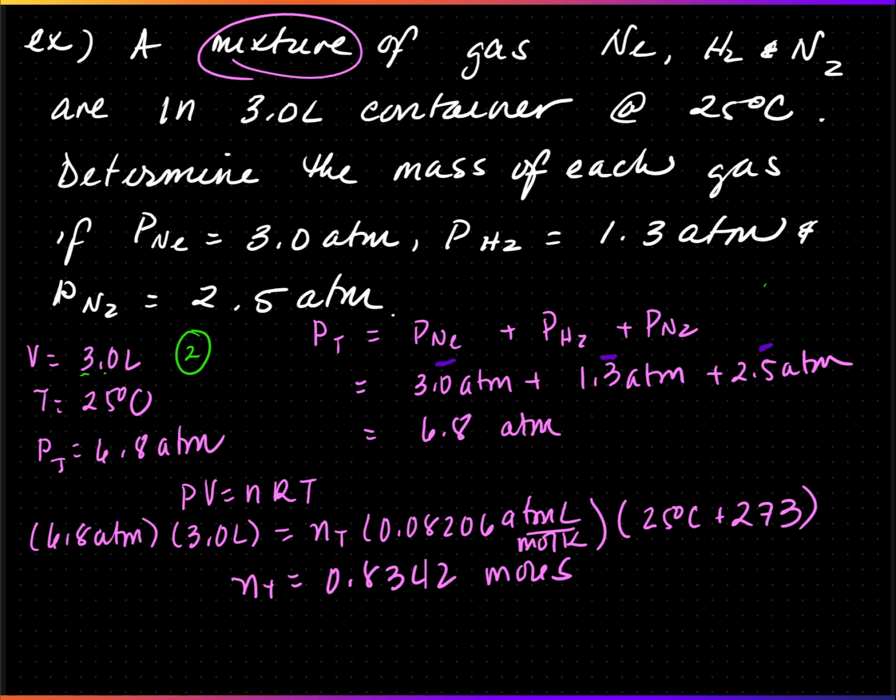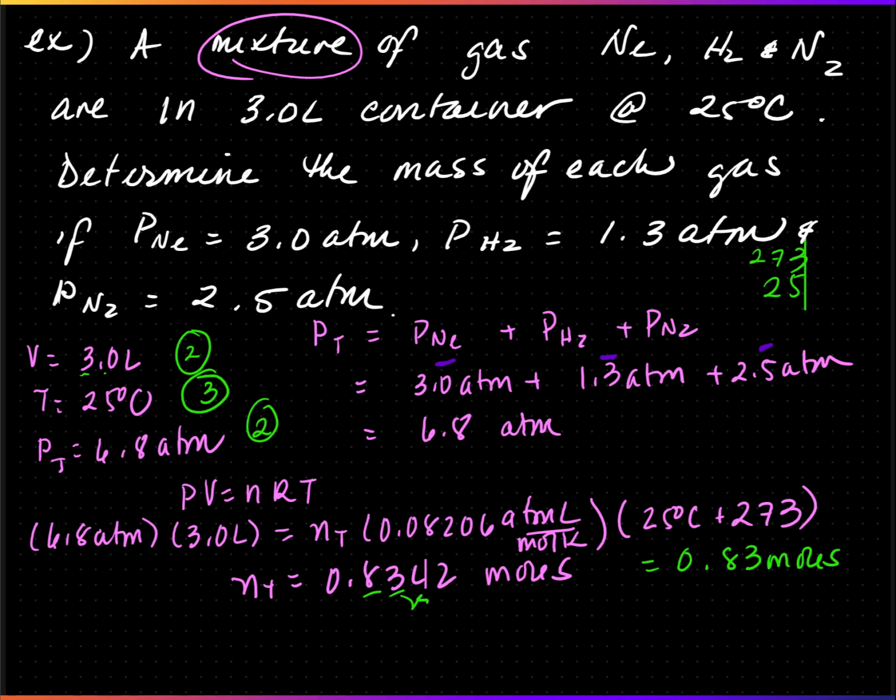If we do sig figs here, there are 2 sig figs for the volume. For the temperature, it's 25 and 273, so we're going to line up the decimal significant digit here. So there's going to be 3, and the pressure already has 2, so that means the number of moles is going to have 2. So this is going to be 0.83 moles.